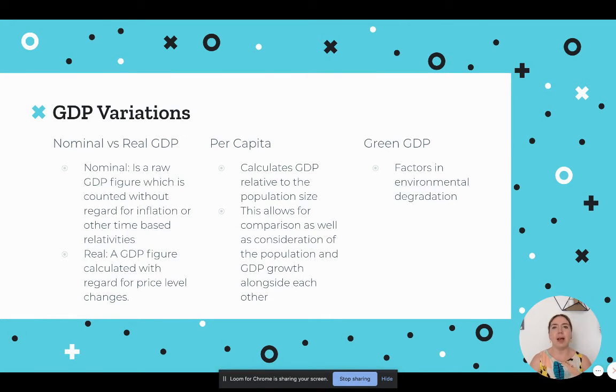So green GDP tries to create a price for that environmental loss, okay? And then subtracts that loss from the GDP figure calculated. Now, it's not foolproof. It's certainly not a figure that's commonly used, I would say, in terms of country comparison or national statistics. But it's one that's increasingly being promoted.